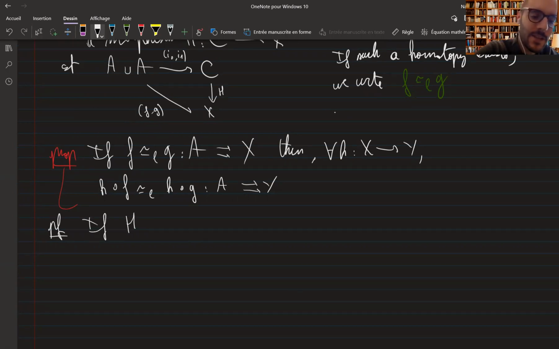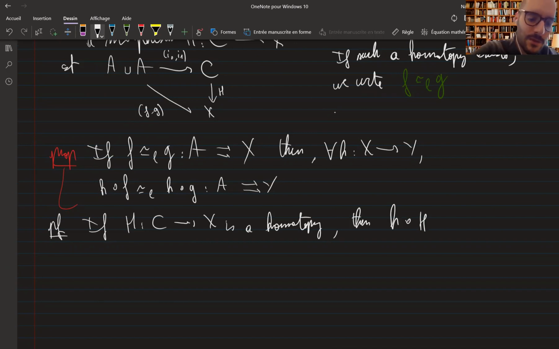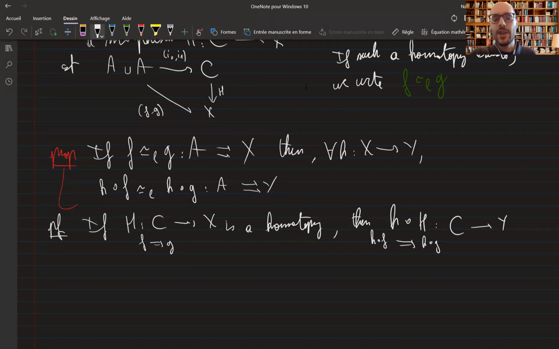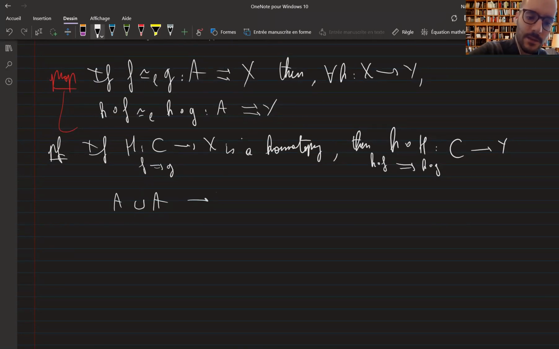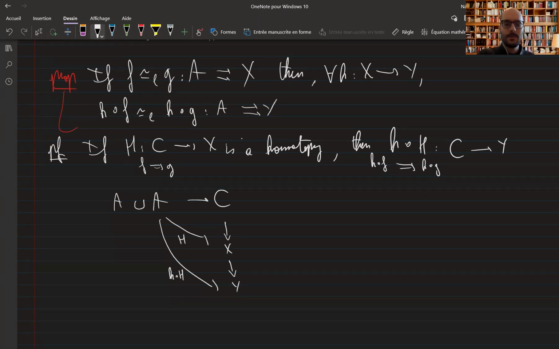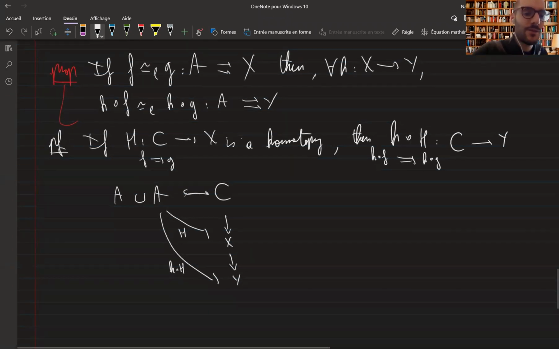So if H from C to X is a homotopy, let's say between F and G, then H circle H is a homotopy between H circle F and H circle G. So this is a map from C to Y. All right, you can check very easily that if I have a homotopy like this, all I need to do to get a homotopy between H circle F and H circle G is simply to compose like this. All right. Okay, so this is not the hardest proposition.